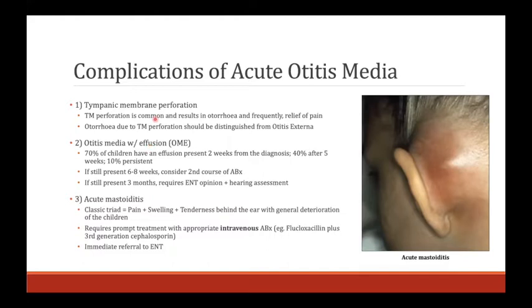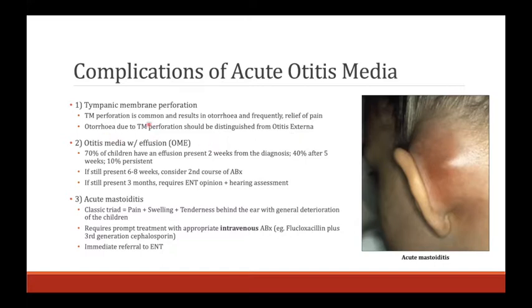So the first one is tympanic membrane perforation. This is relatively common and results in discharge. So you get a lot of otorrhea coming out because the tympanic membrane is no longer keeping all of the fluid collected back in. But you get quite a lot of relief of pain as well, because all of that fluid is now having a beautiful way of coming out of the body. So the pressure inside the middle ear is now being significantly relieved all at once, and consequently, you get a relief of the pain as well.